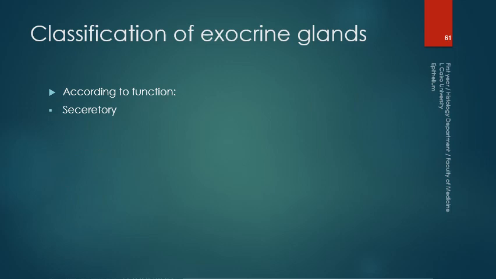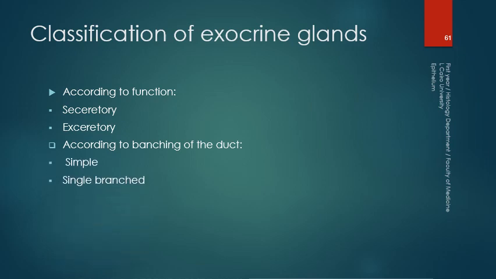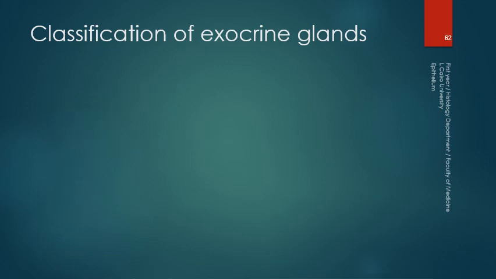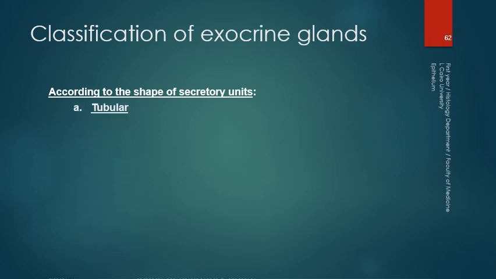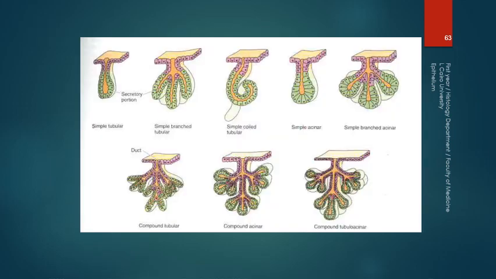According to the function, either secretory or excretory. According to the branching of the duct system: simple, not branching; simple branched, just two branches; compound, many branches. According to the shape of the secretory unit, either tubular, acinar or alveolar, or tubulo-alveolar.